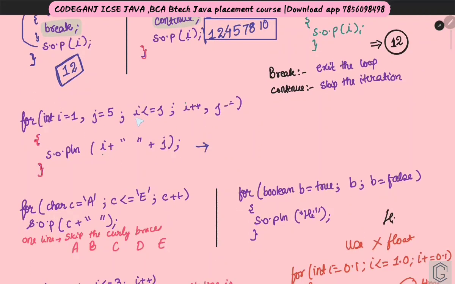In the last class we missed out on this one: we can also use two variables inside a loop. So suppose here int I equals 1, j equals 5. This time you are actually initializing two variables. No problem.